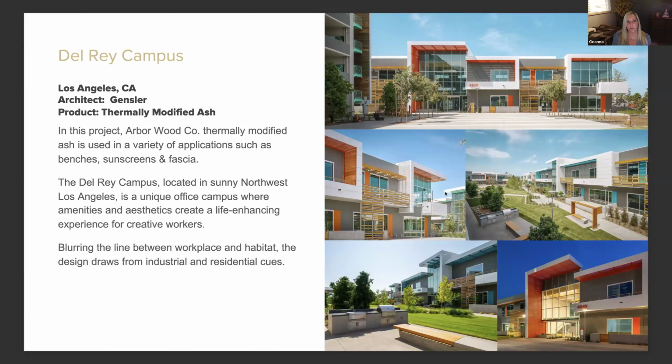This here's a project we worked on with Gensler in Los Angeles for the Del Rey campus. They bought a bunch of dimensional lumber from us and we milled it into a specific profile that they were looking for. You're starting to see a lot of that open joint rain screen system become very popular here in the US. It's huge in Europe. We can also source any of our dimensional lumber, 2x2 all the way up to like 1x4 material, for something like this.